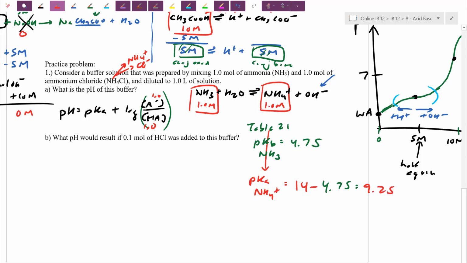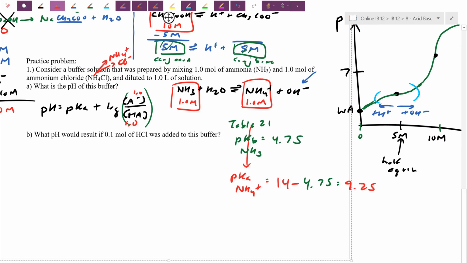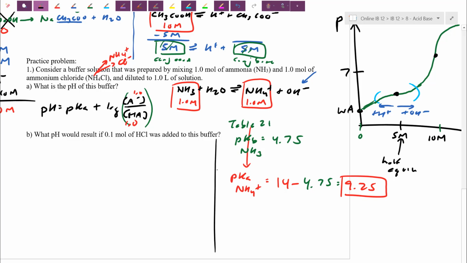So let's just verify here. Well, we are a basic solution. Sure, we've shifted a little bit by adding the conjugate, but overall this is a base, so I would expect that the pH right now that we're buffering at is actually in the basic region. Perfect, 9.25. Now I'm going to do a little bit of a strange sort of ice table kind of question.